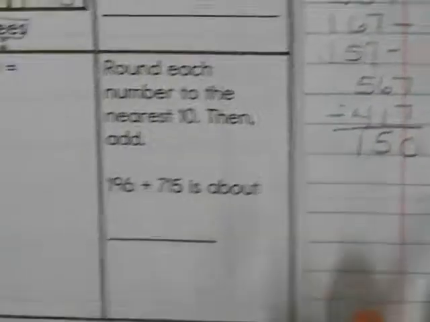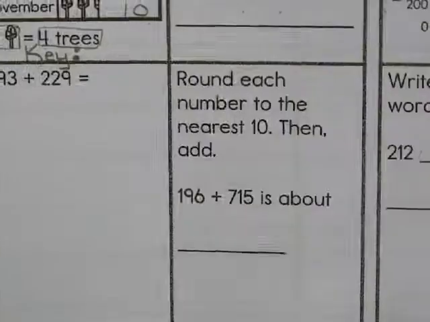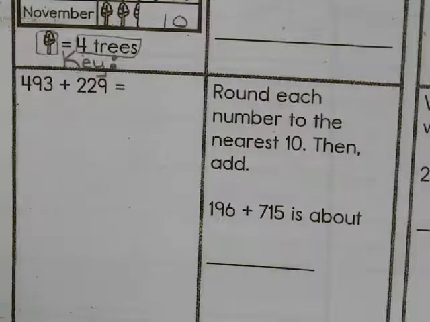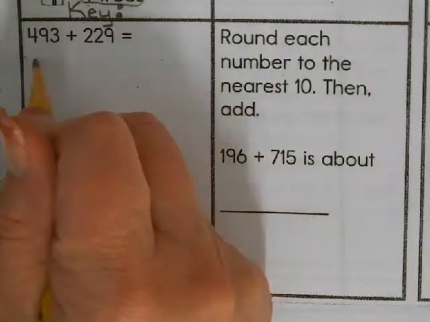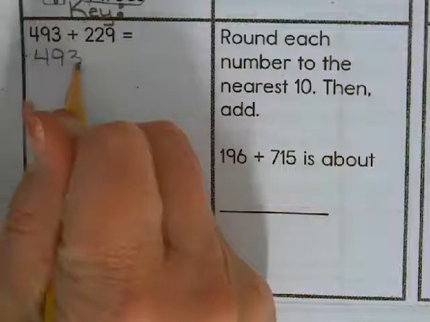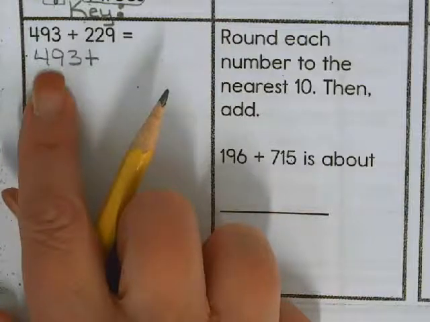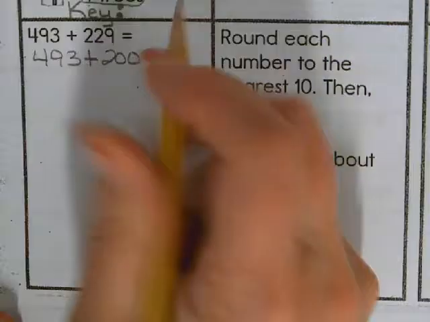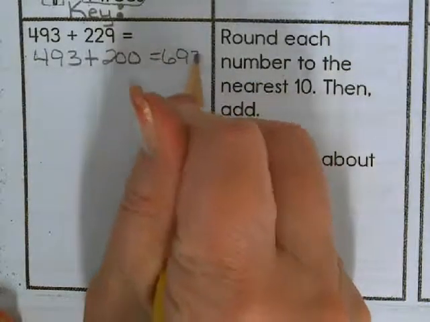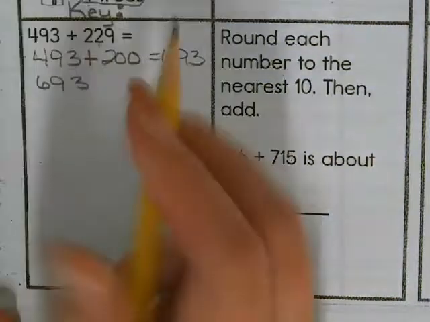If we look at our next problem, we have 493 plus 229. So again, we have several different ways that we can approach this problem. If we work by place value, we can take the larger of the two addends, take 493, and add 200. That would give us 693. Then I take my 693 and add 20 more.